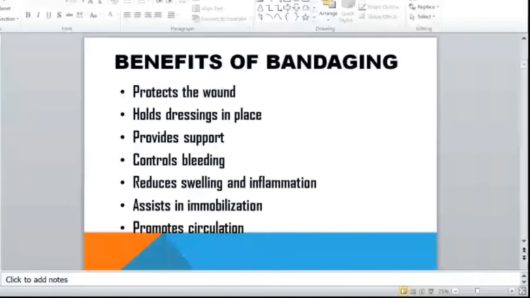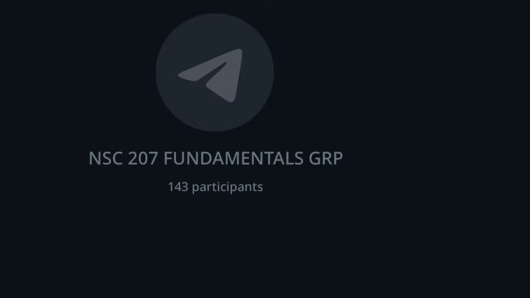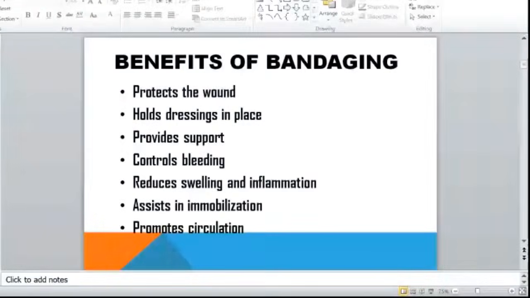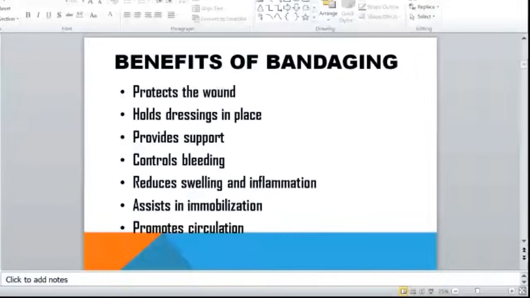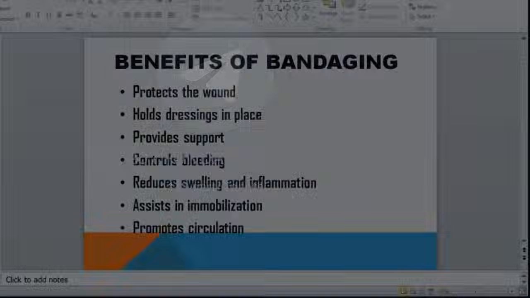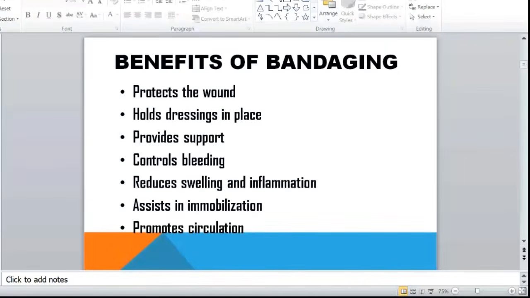So we use it to support a body part. We use it to protect a wound or surgical site from any form of injury. It helps to reduce the risk of infection and also promotes healing. Then number 2, we can use it to hold dressings in place. It keeps your dressings sterile, and we can also use it to prevent displacement caused by any form of friction or movement.